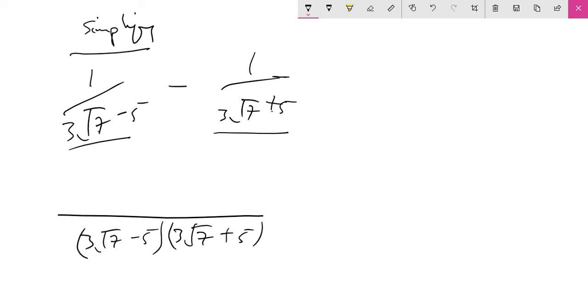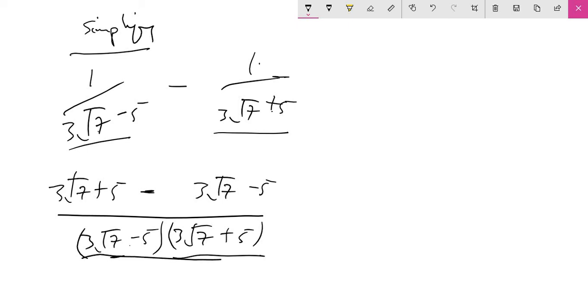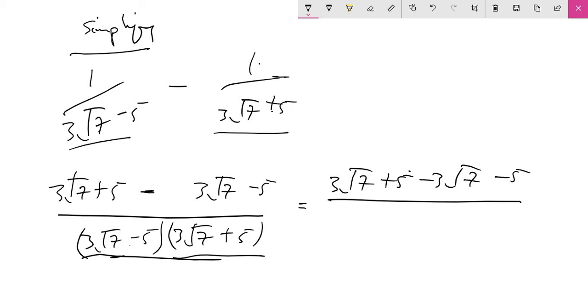Now this goes into this times, so this times 1 gives 3 root 7 plus 5, minus this goes into this times, so this times that gives 3 root 7 minus 5. Now we see that when we multiply these out, we are going to get a rational number at the bottom. So the top gives 3 root 7 plus 5 minus 3 root 7 minus 5. Weirdly enough, this actually cancels out. 5 minus 5 is 0. 3 root 7 minus 3 root 7 is 0. So this whole expression gives you 0. Since the numerator is 0, it makes everything 0.